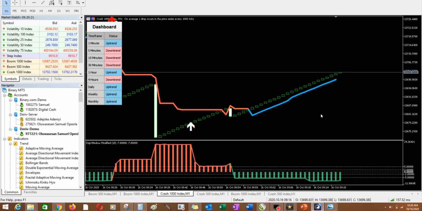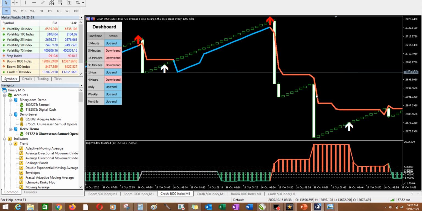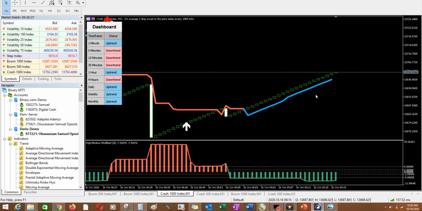So this is how you can use it at the moment. The crash 1000 is on an uptrend. It is possible for us to have a little spike, a little crash, but we expect it to reverse fully once it gets to this resistance level.